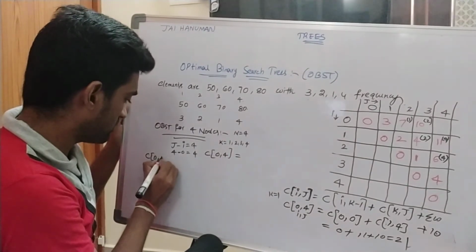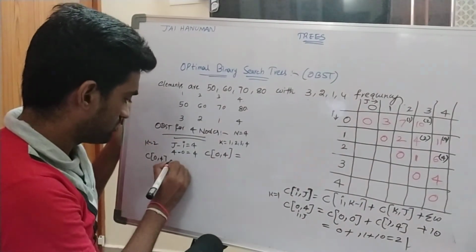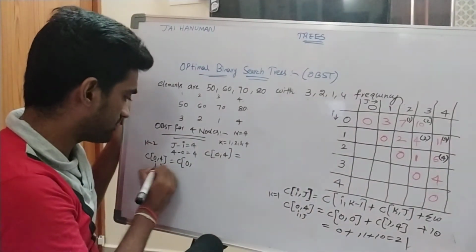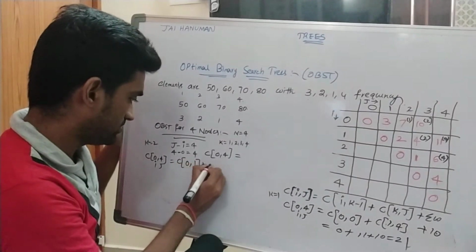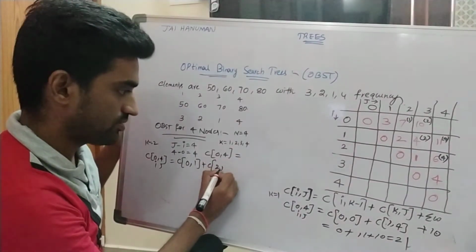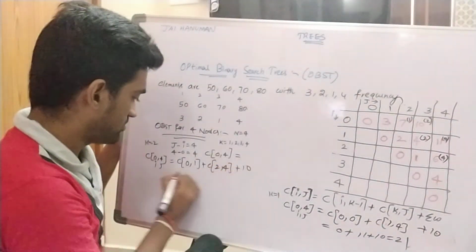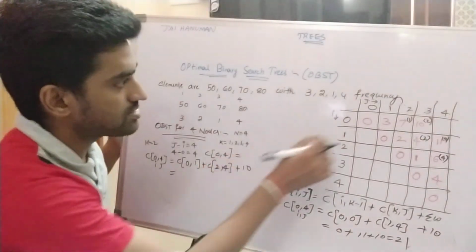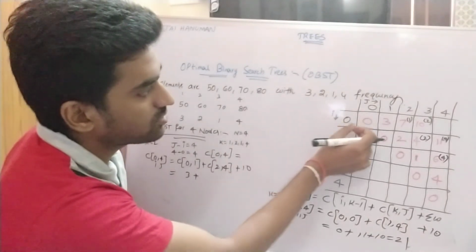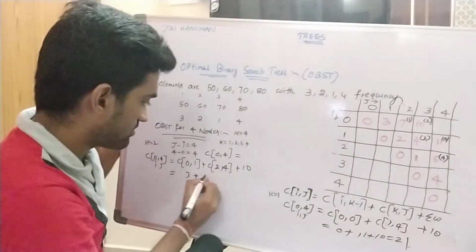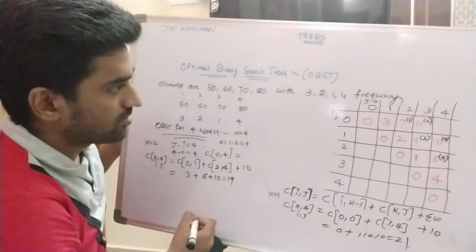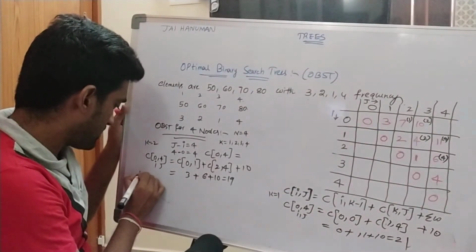Then cost of 0 comma 4 when k equal to 2. C of i, j, 0 comma k minus 1, that is 0 comma 1, plus C of k comma j, 2 comma 4, plus 10. C of 0 comma 1 is 3, plus C of 2 comma 4 is 6, plus 10, which is equivalent to 19. Then k equal to 3.